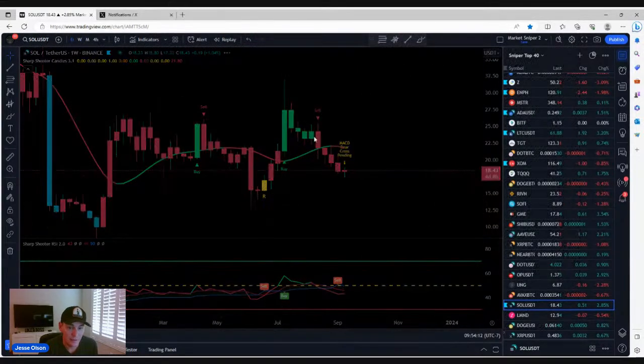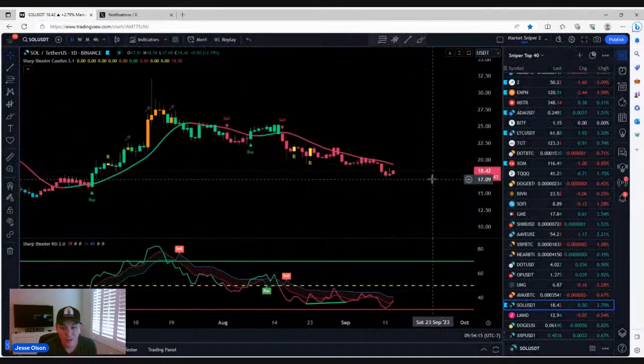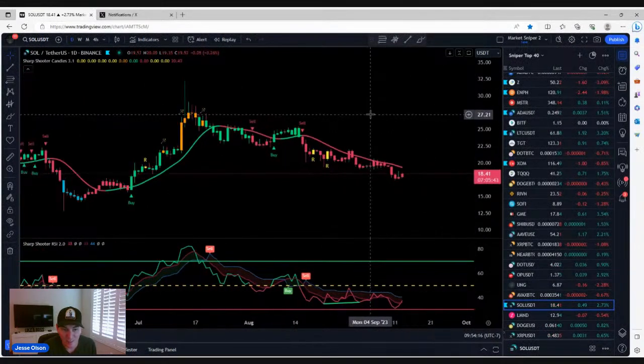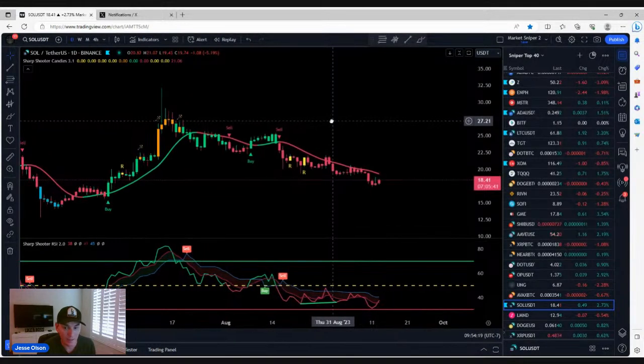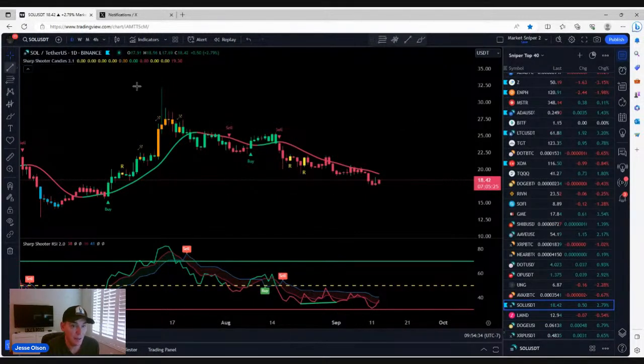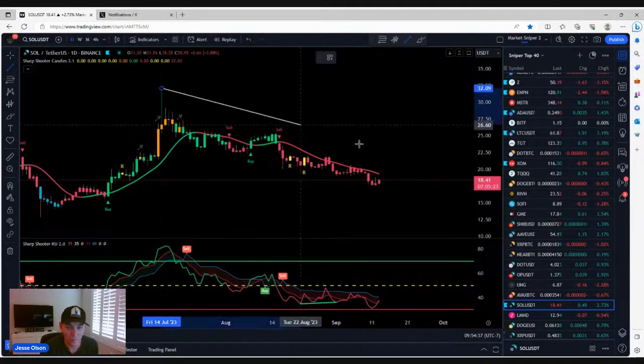If you look at the daily chart, it's still bearish. Will it be bouncing similar to Bitcoin and Ethereum? Possible, but I'm not seeing bullish divergence on the daily chart like I did on Bitcoin and Ethereum. So that is one key difference: I'm not seeing bullish divergence on the daily chart for Solana.